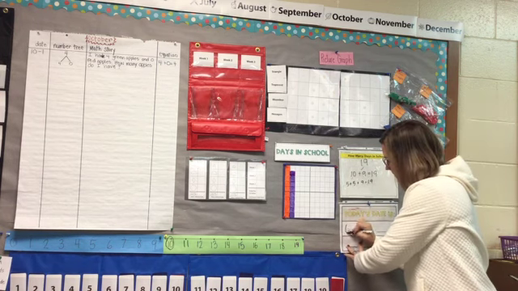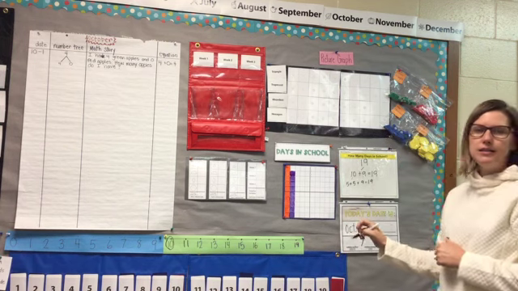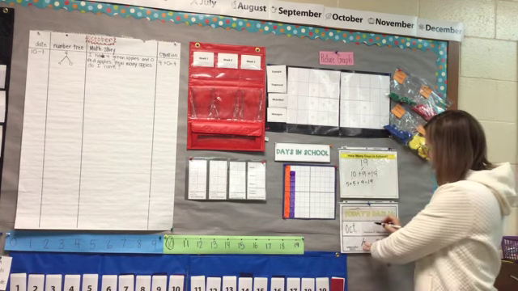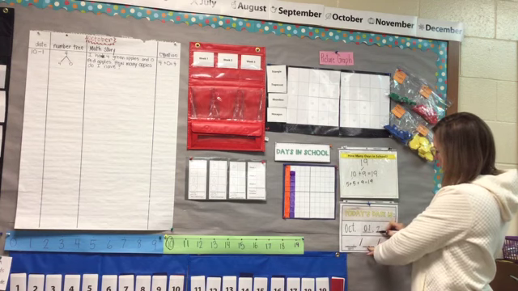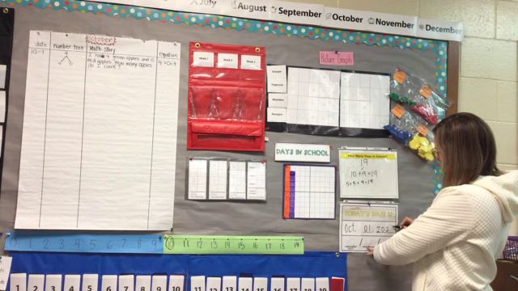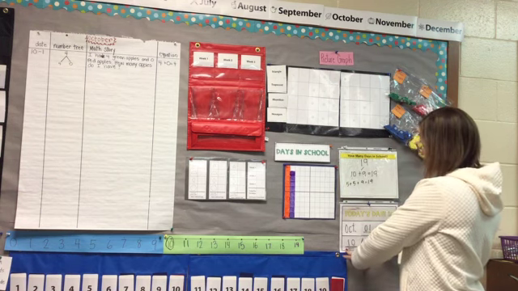Today's date, October can be abbreviated with OCT for October. Today is the 1st, so we put a 0 and a 1, and the year is still 2020. The digital date, 10-1-20.